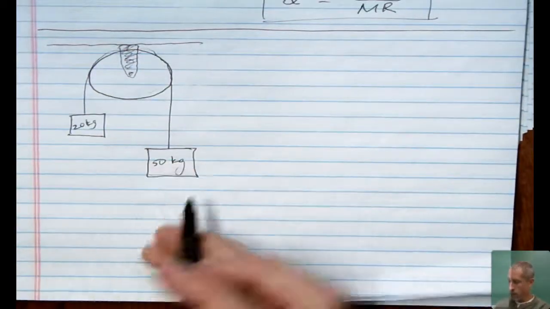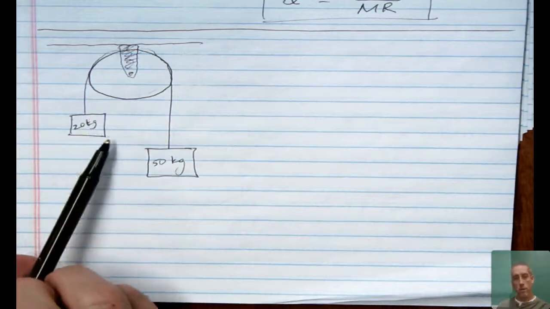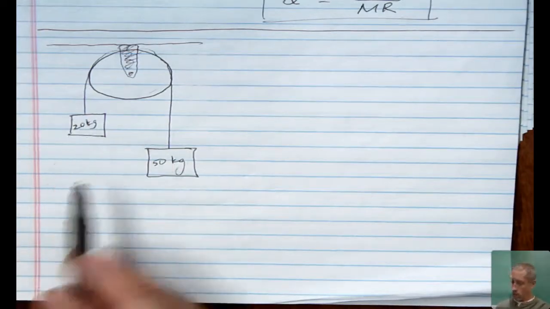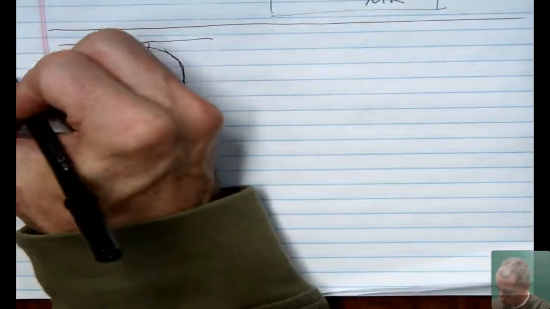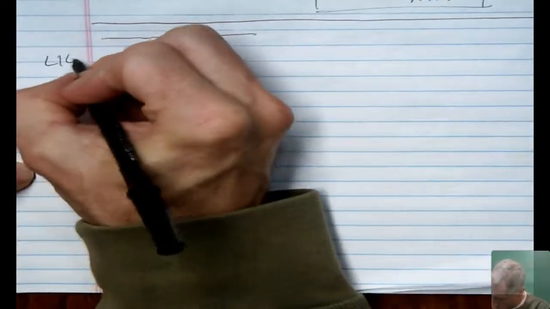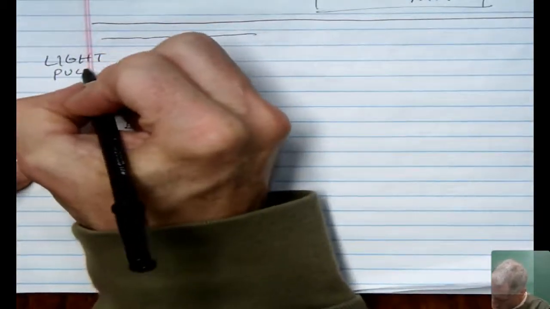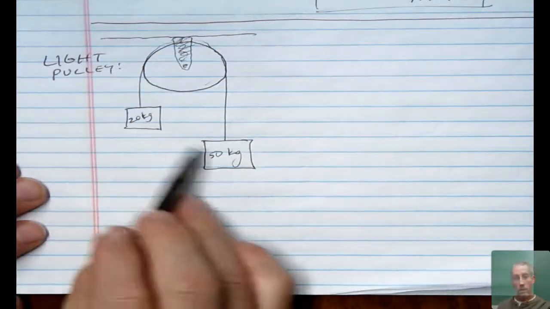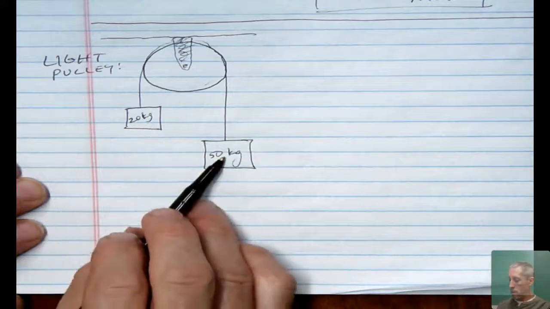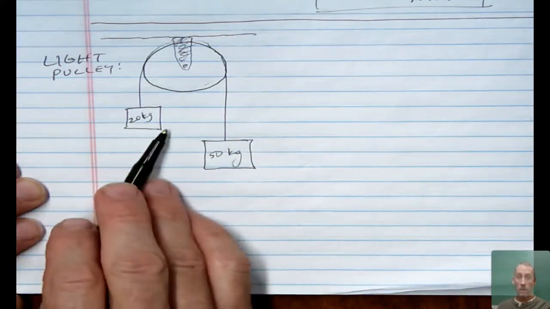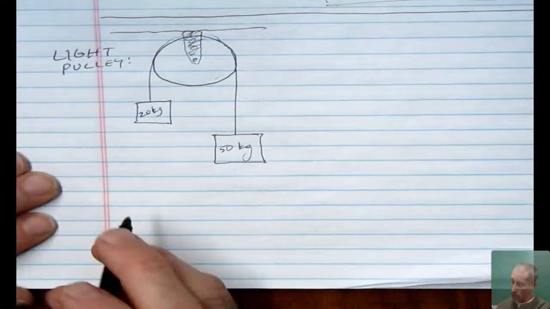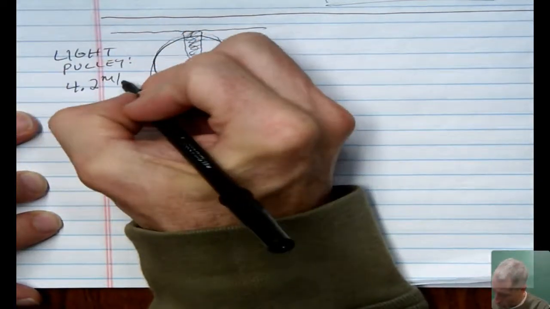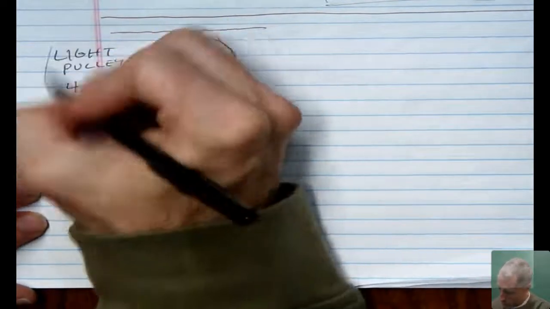And what we found was that the acceleration of this system was due to the difference in the masses. In fact, the acceleration, I'm going to write it up here, for a light pulley, it turns out the acceleration is found from the difference in the masses divided by the sum of the masses and then multiplied by little g. So I did that earlier, it gave me 4.2 meters per second squared. I just want you to keep that in mind.